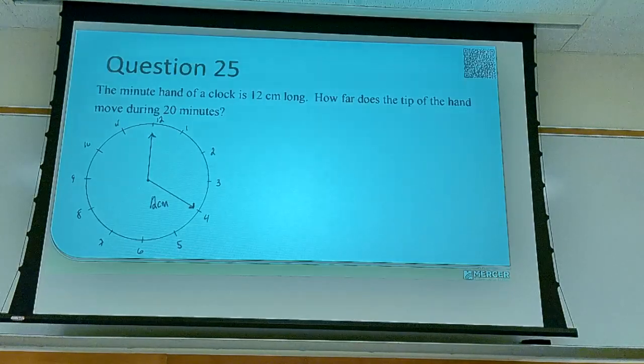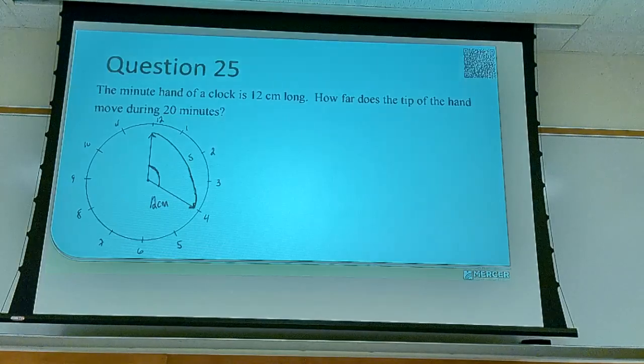So the arc we want to find, right, we want to find that length. All right, that's the length we're looking for there. What's that angle? And remember, we want it in radians.